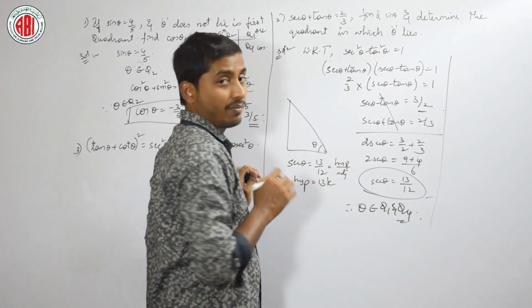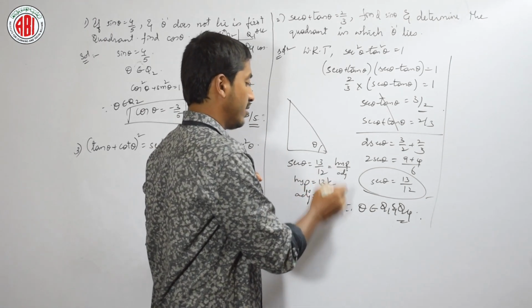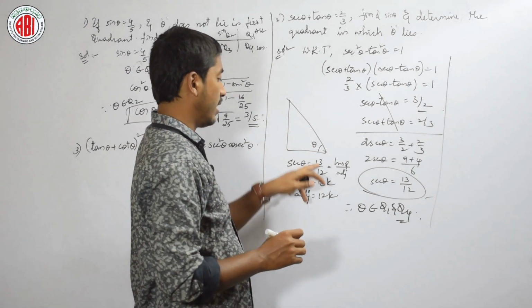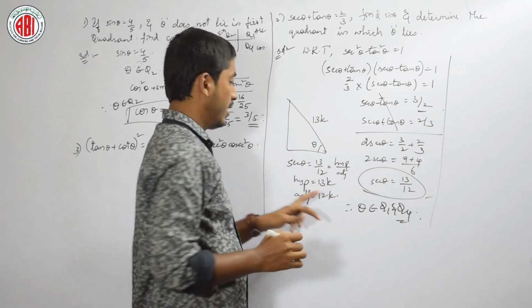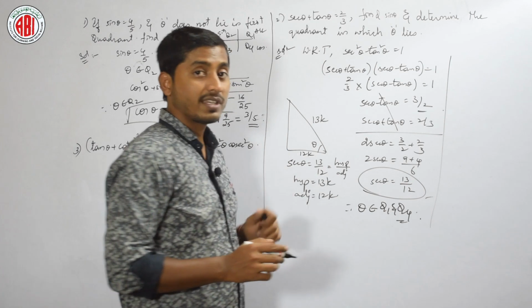13 into some constant k. What is the value of adjacent here? 12 into some constant k. Let us substitute it here. If this is theta, what about the hypotenuse? This is 13k. What about the adjacent? This is 12k. What about the opposite side?